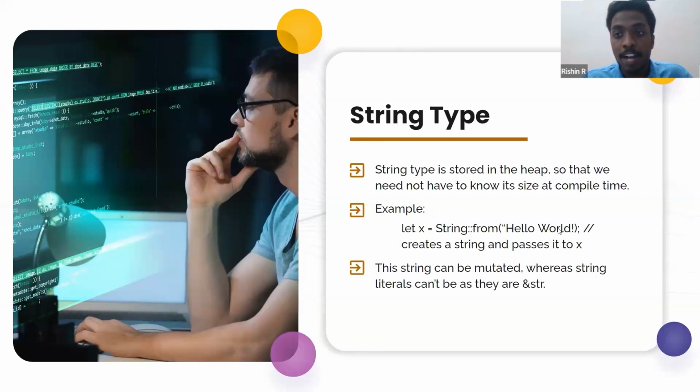So we do have two different types. The first one is the String, the larger one that you can see here, let x equal to the String, and then we have the other one, which is the &str. The &str is by default a literal. It is actually a pointer pointing to a particular string. So these Strings can be mutated, whereas string literals cannot, as they are pointers.